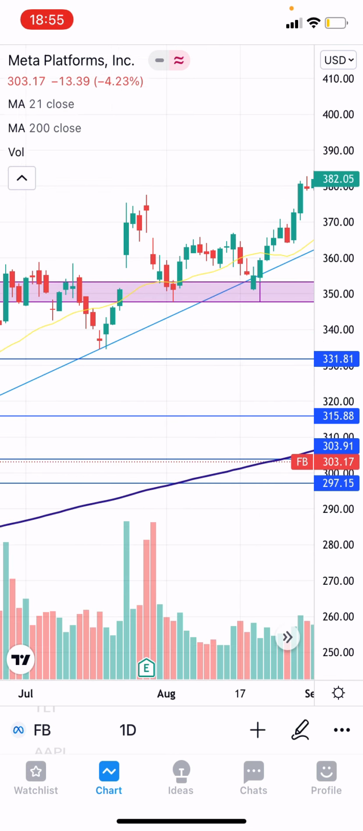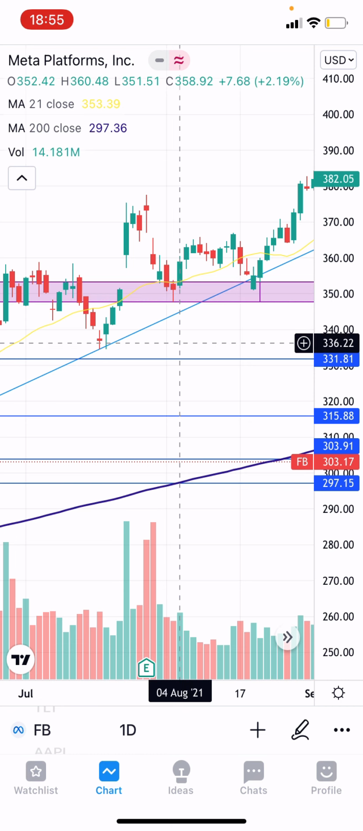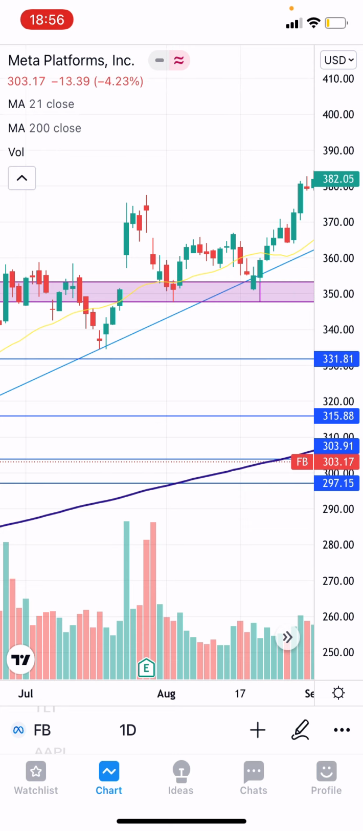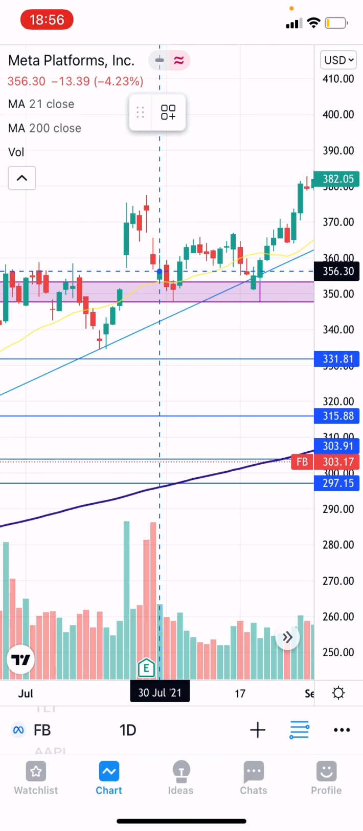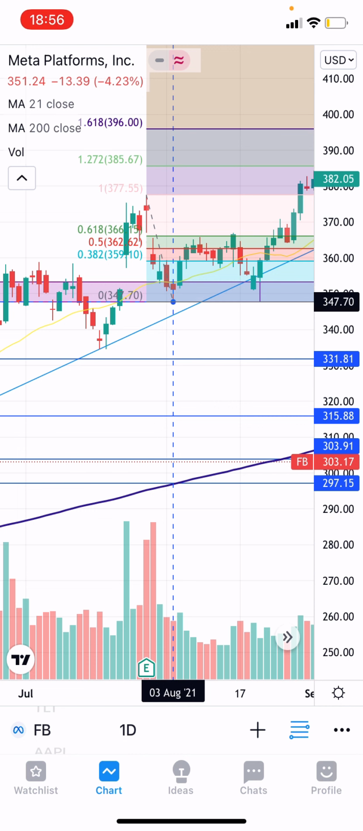So you could enter here, and then I would place your stop loss. Let's say you entered at 348. You would want to get your stop loss down to about the 340 area, just in case it came down below that trend line, because the next logical level is 332. And then where would I be looking to take profit if I took long there? We don't have much to work with other than the Fibonacci here.